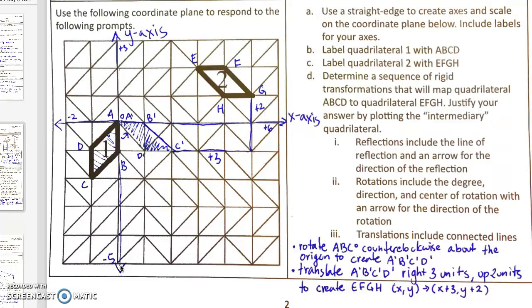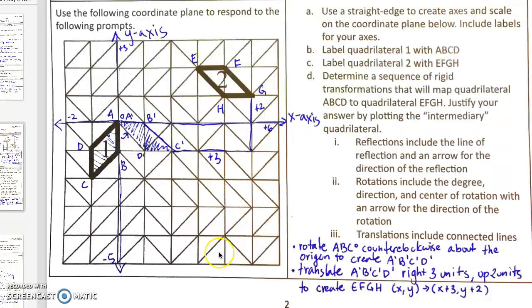So at this time, you should have your x-axis and your y-axis labeled. You should also have some of your scale labeled. So I should see a plus 6, a minus 2, a plus 3, and a minus 5 to show our coordinates. We've already, I believe, labeled quadrilateral 2 EFGH. If not, go ahead and label it.